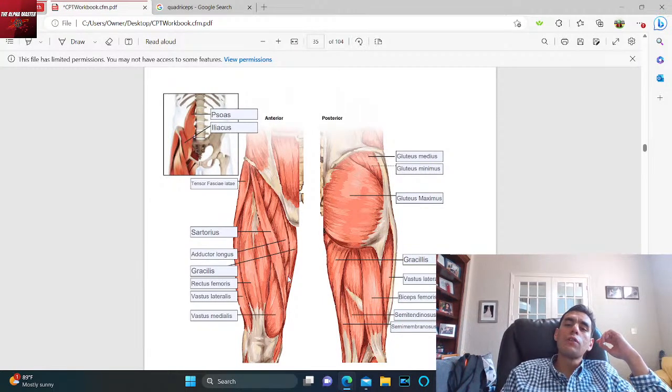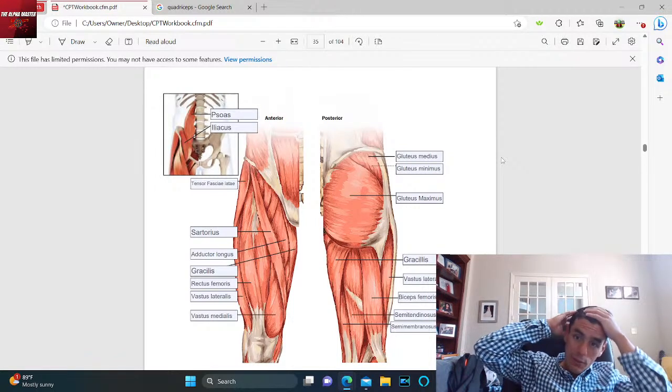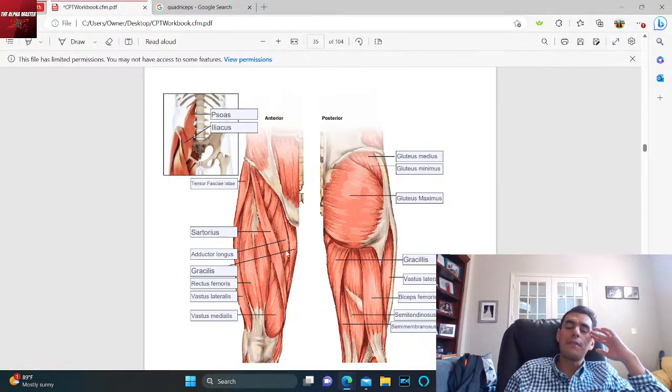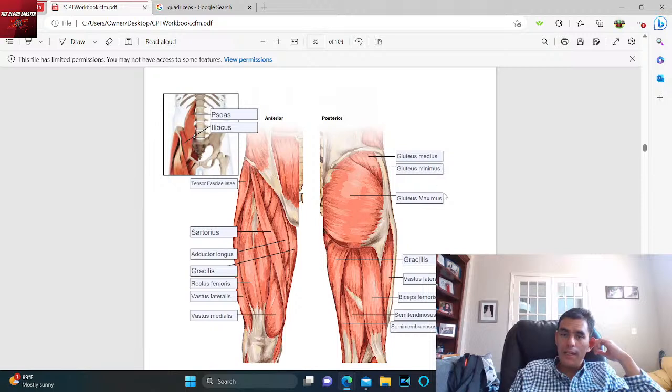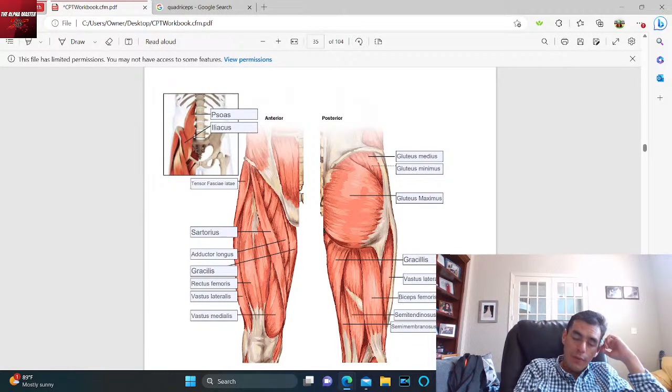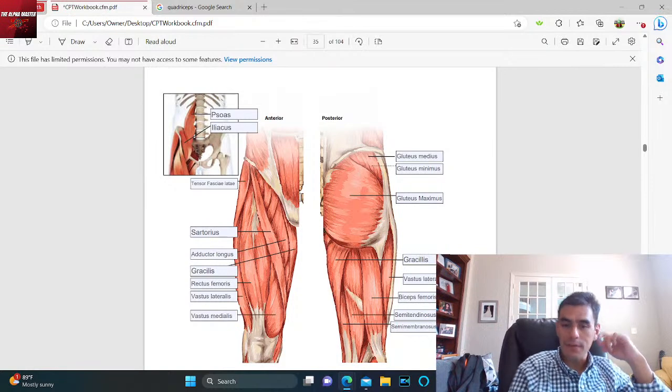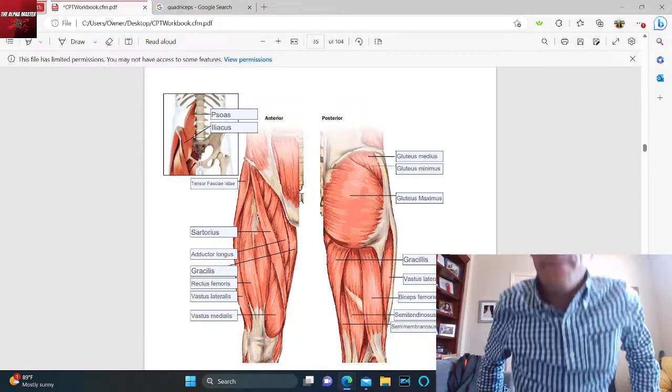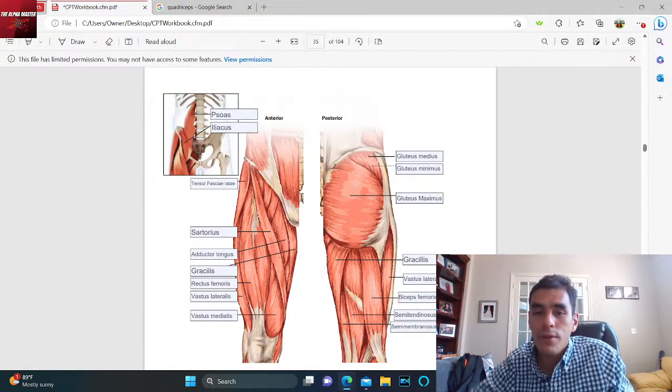On the posterior side, you have the gluteus medius, right above the gluteus minimus, and then you have the gluteus maximus, which are all the gluteus muscles. Then you have the gracilis once again, the vastus lateralis, and the rectus femoris for the quadriceps. You have the biceps femoris for the posterior side in the hamstring muscles, and the semitendinosus and semimembranosus.